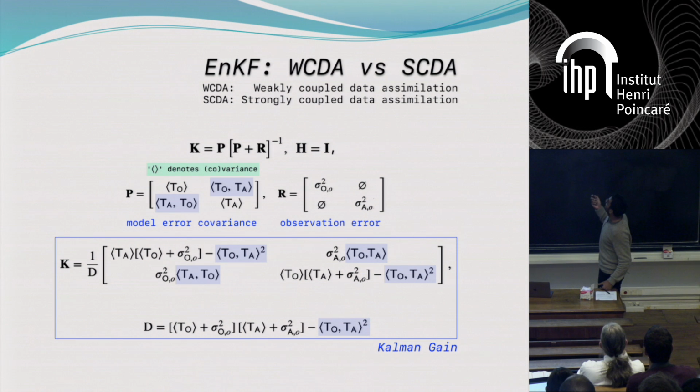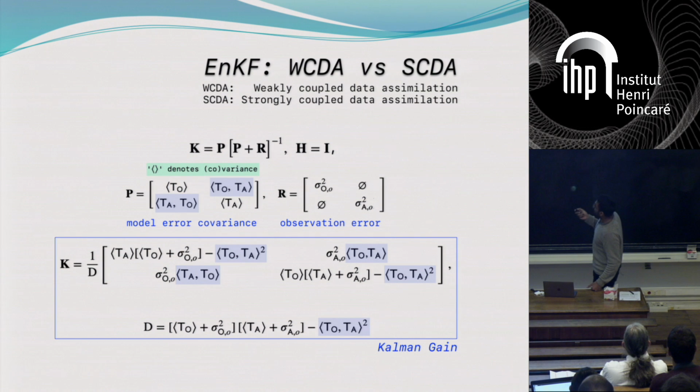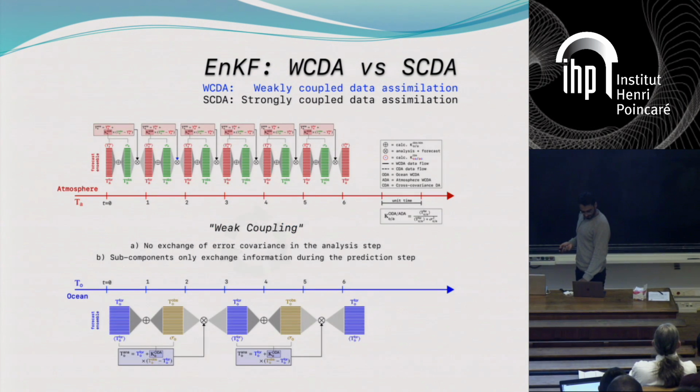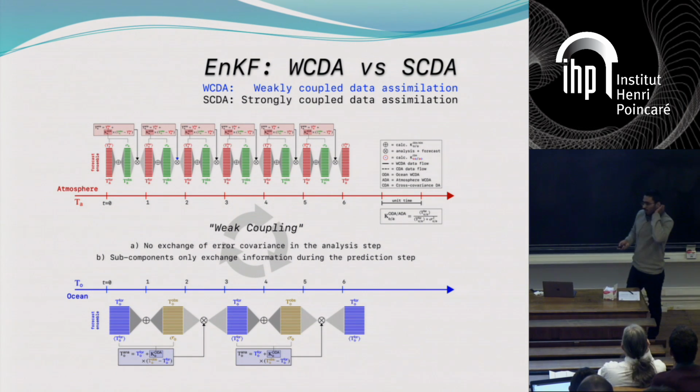A strongly coupled DA is simply when these terms are non-zero. So your standard DA is actually a strongly coupled DA. And then you have the full K matrix, the matrix of the Kalman gain, given here. So we will run this experiment with an ENKF scheme. And this is just to give you a visual representation of how the scheme works. I should have actually put this before.